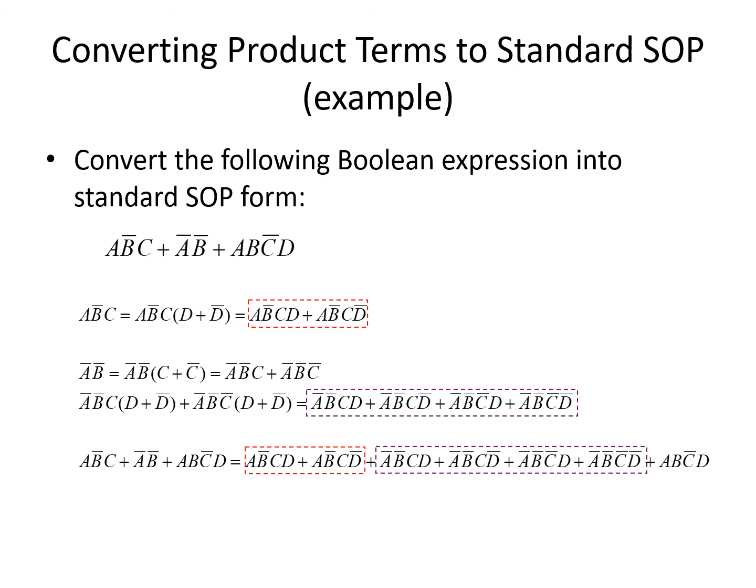Similarly, the last term, as you could see, we have A B C bar D. So we have the last term as A B bar C bar D as it is. So this is the final converted form of the product terms to the standard sum of product.